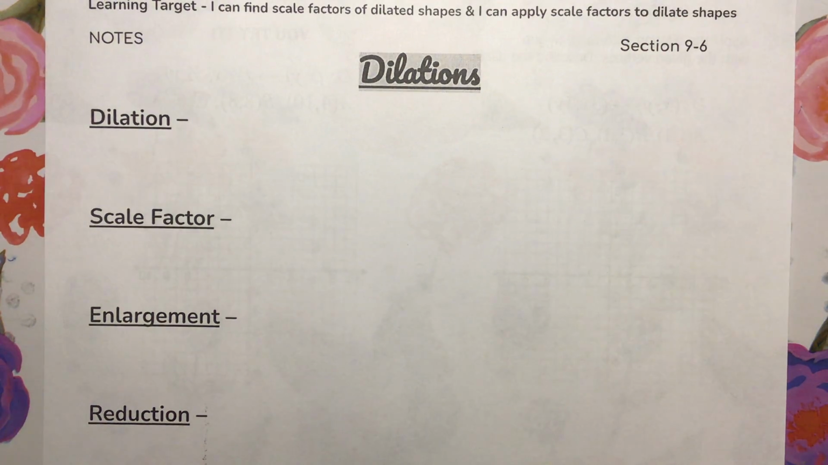We are in Section 9-6, and this is going to be the last section for this chapter. So in this section, we're talking about dilations. And what I'd like for you to be able to do is to find a scale factor of dilated shapes and then be able to apply scale factors in order to dilate shapes. So let's talk about what a dilation is first.